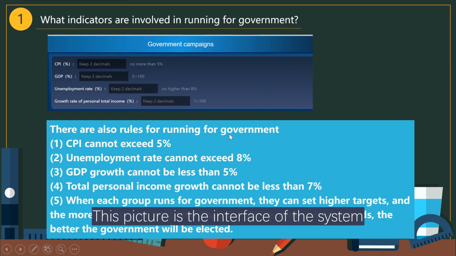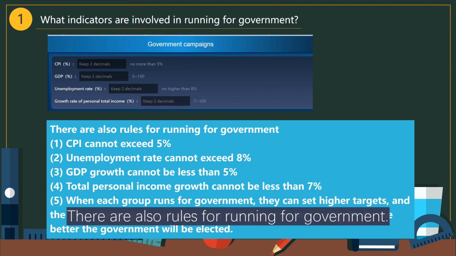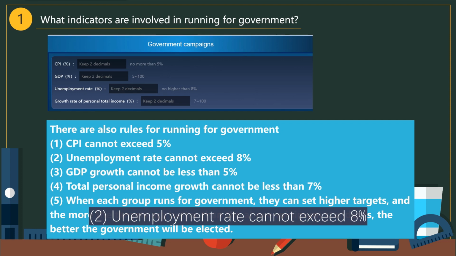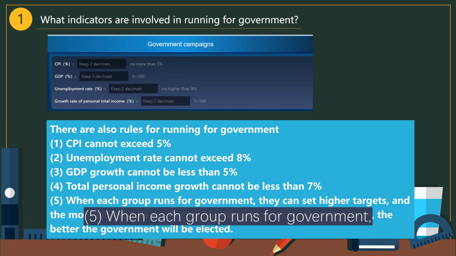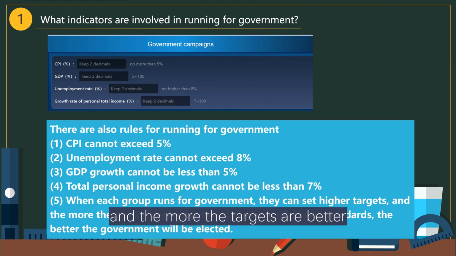This picture is the interface of the system to fill in the indicators for running for government. There are also rules for running for government. 1. CPI cannot exceed 5%. 2. Unemployment rate cannot exceed 8%. 3. GDP growth cannot be less than 5%. 4. Total personal income growth must not be less than 7%. 5. When each group runs for government, they can set higher targets, and the more the targets are better than the above minimum standards, the better the government is elected.